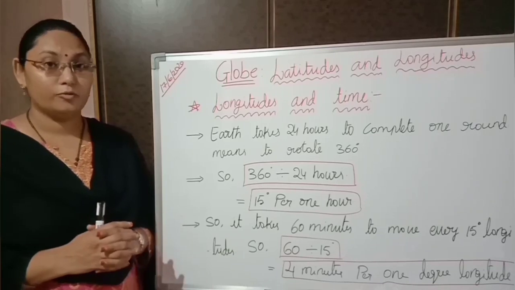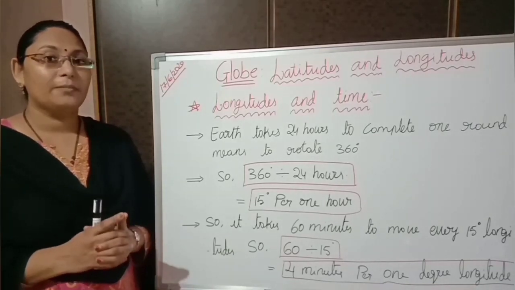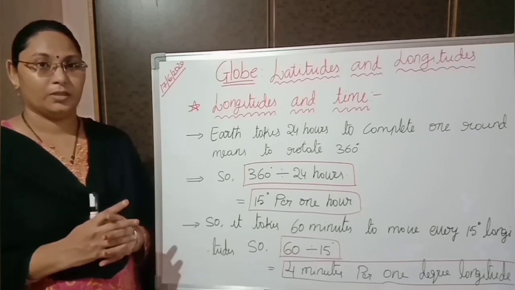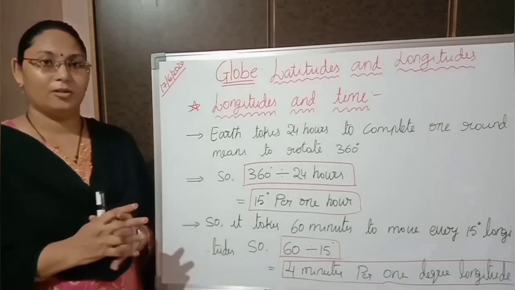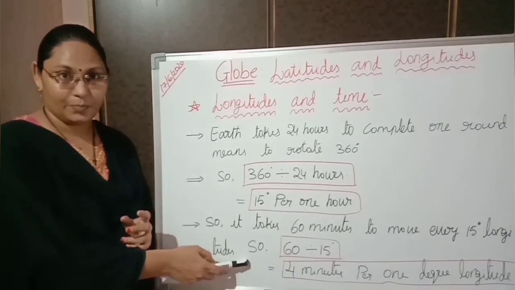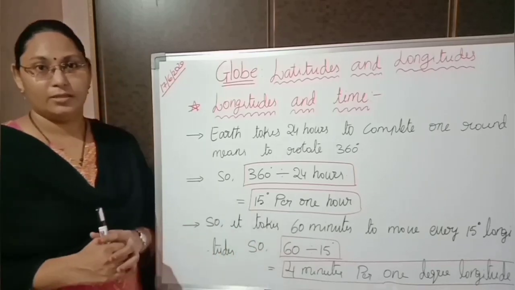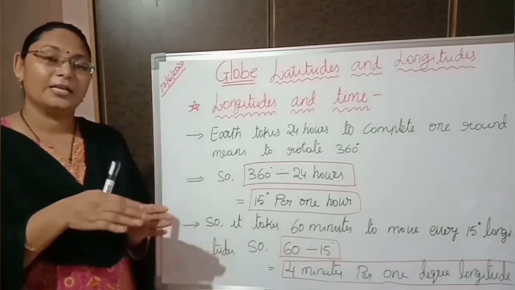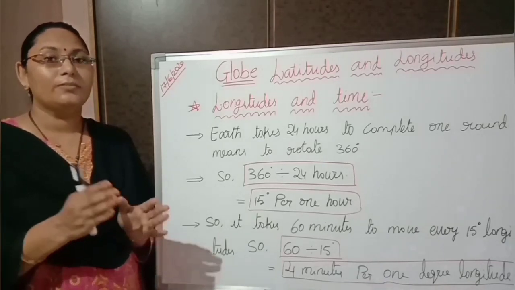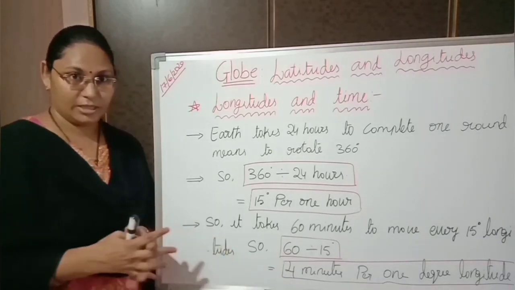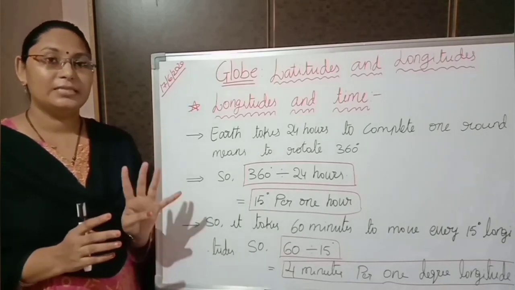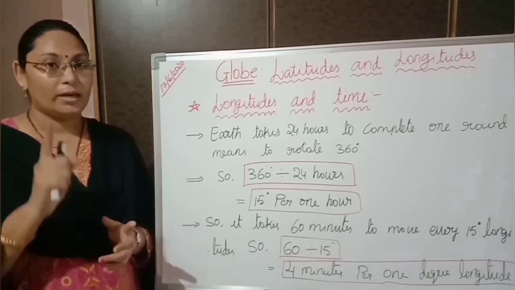Now we have to know how much time it takes to move from one degree of longitude to another degree of longitude. To know that we need to do a small calculation again: 60 minutes divided by 15. Why? Because 15 degrees are completed in 60 minutes. Then per 1 degree of longitude, 60 divided by 15 gives the answer of 4 minutes. The earth takes 4 minutes to move 1 degree of longitude.